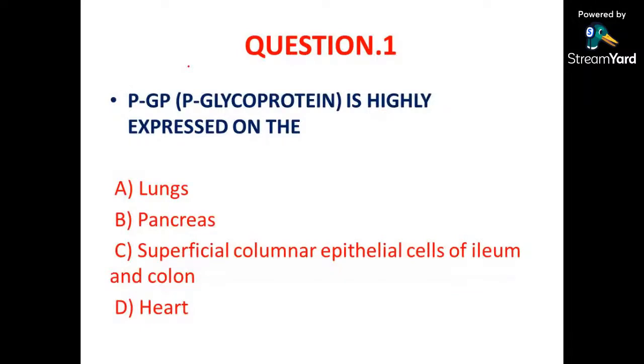There is a very important protein called PGP, which is called P glycoprotein. This P glycoprotein is highly expressed on which tissue is the question. PGP is expressed on which tissue? Option A is lungs, option B is pancreas, option C is superficial columnar epithelial cells of ileum and colon, and option D is heart. So to solve this question, let me tell you some important points about PGP.